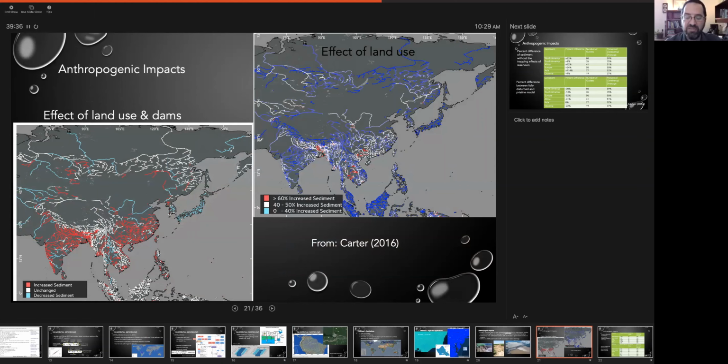So for example, in this case, we ask, all right, what happens if we switch off or remove all the dams and also look at natural land use? What is going to be the impact? We compare that to what we call the disturbed simulation, which is the most realistic one. And then what happens if we just look at the effect of land use? What happens if we just look at the impact of dams? As you can see just from these maps, it's a very complex story. Different rivers behave in different ways. You can average that globally.